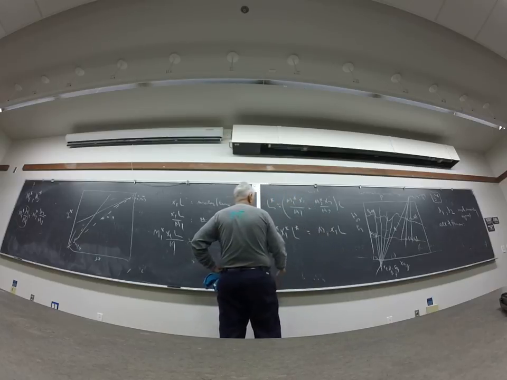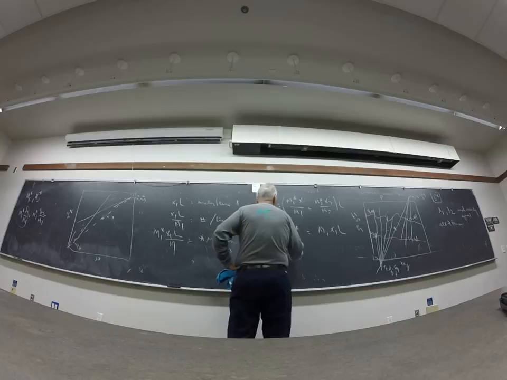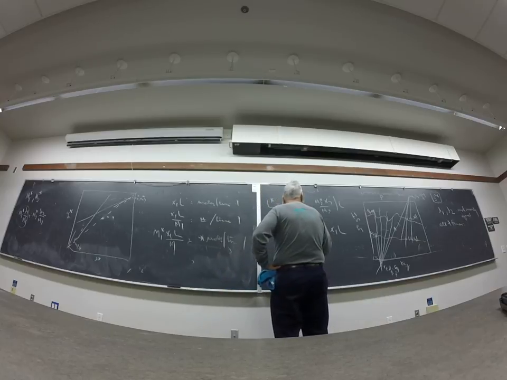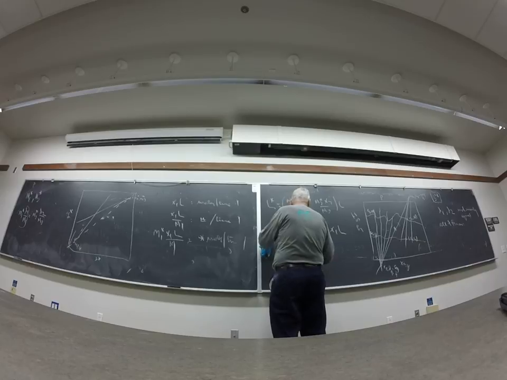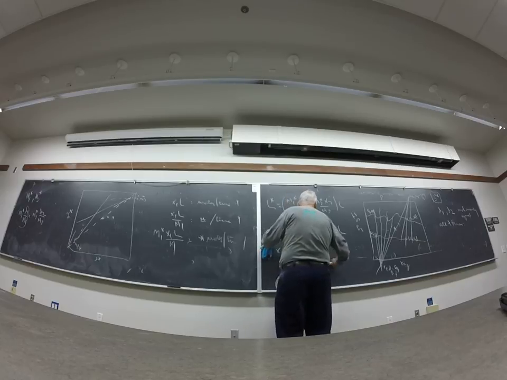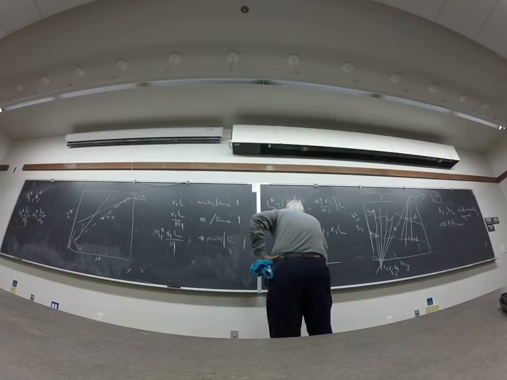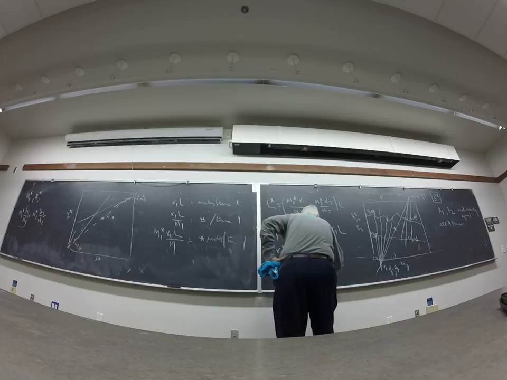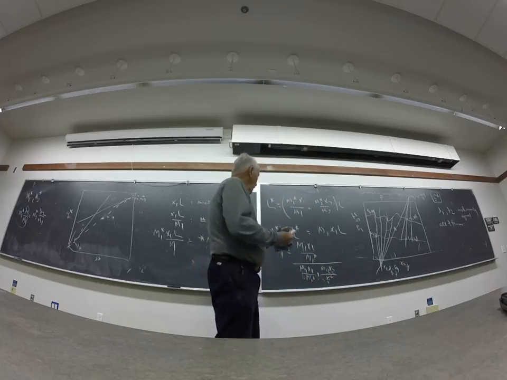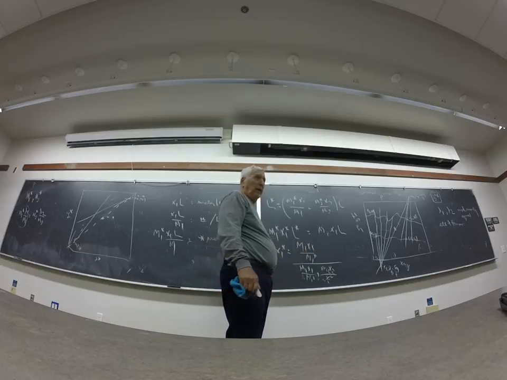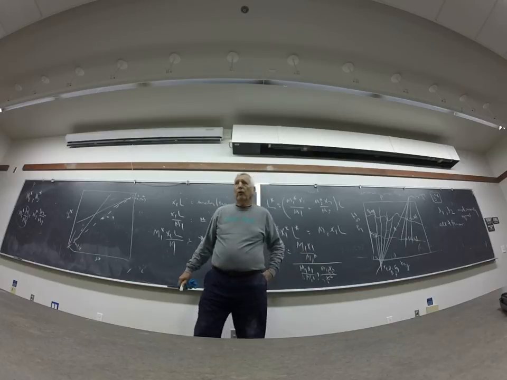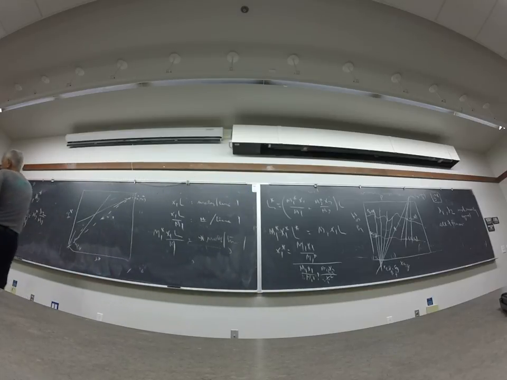So it looks like X1 star is got to be M1 X1 over M1 star divided by that group: M1 X1 over M1 star plus M2 X2 over M2 star. Everywhere I know a composition in moles, I know the corresponding composition in star moles. So I now have all my flows, all my compositions in my new units.